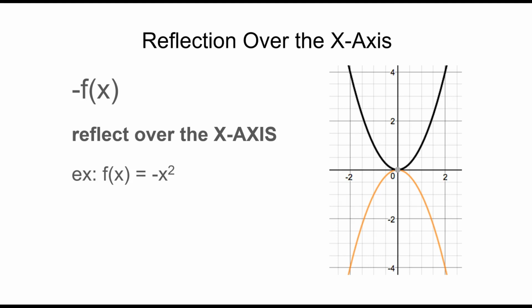Reflecting over the x-axis is when we multiply a negative on the outside of the function. So our parent function of the quadratic normally is up, but when we have a negative out front, it sends the shape down.